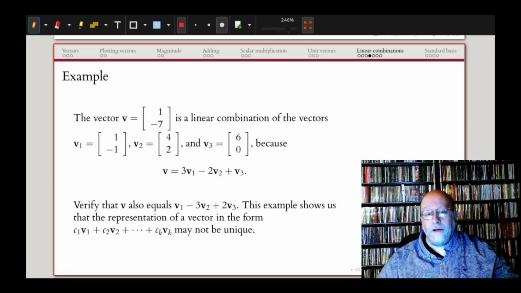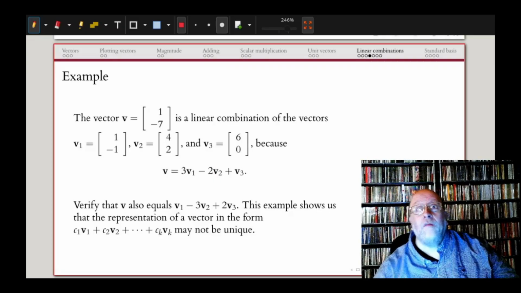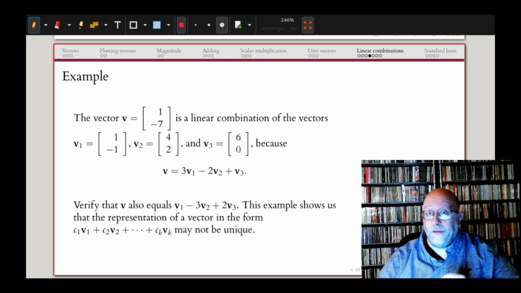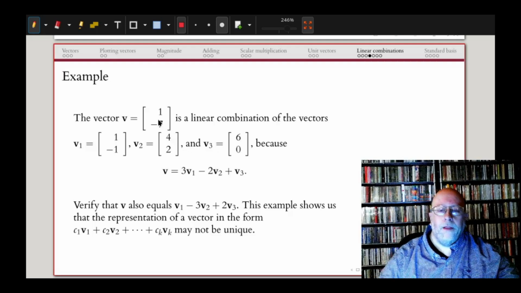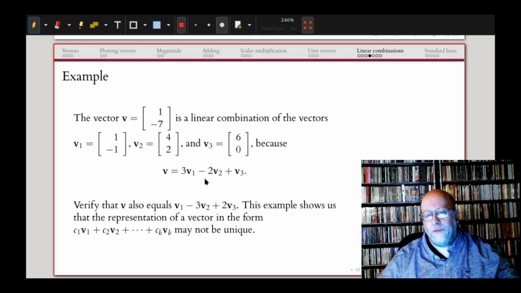On the other hand, sometimes a linear combination is possible in two different ways. Here's an example. The vector 1, negative 7 is a combination of these three vectors, 1, negative 1, 4, 2, and 6, 0. One way is to take the first vector times 3, and the second vector times negative 2, and the third vector times 1. Let's check that out.